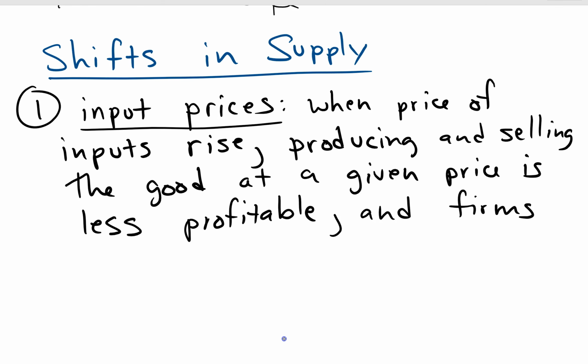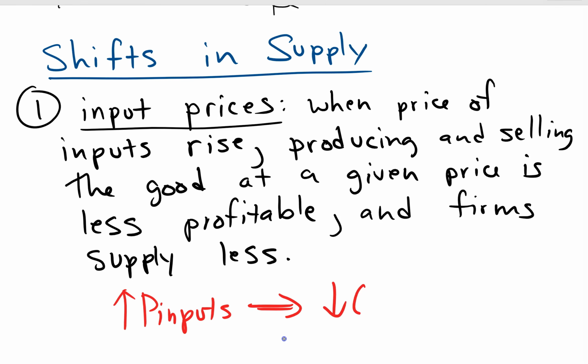Oops, missed the word supply. Supply less. Okay, so you get the idea. So yeah, that's in general. We would expect if the price of our inputs goes up, then they want to supply less.